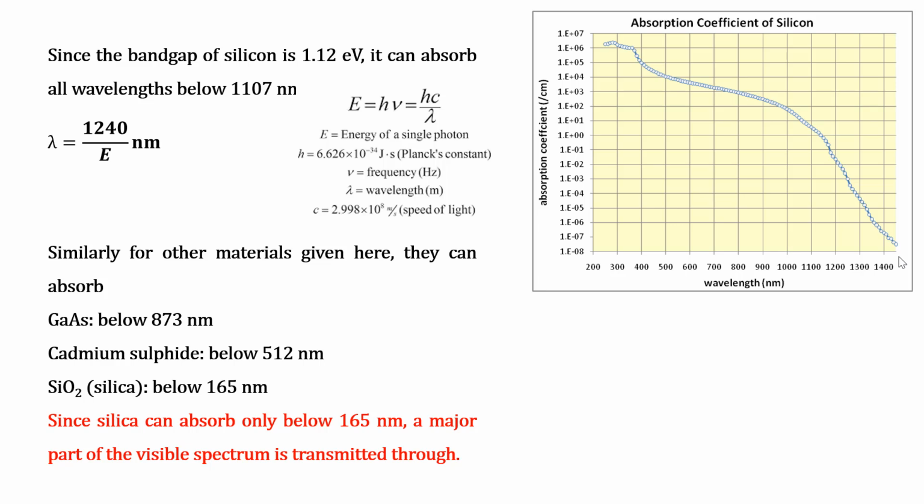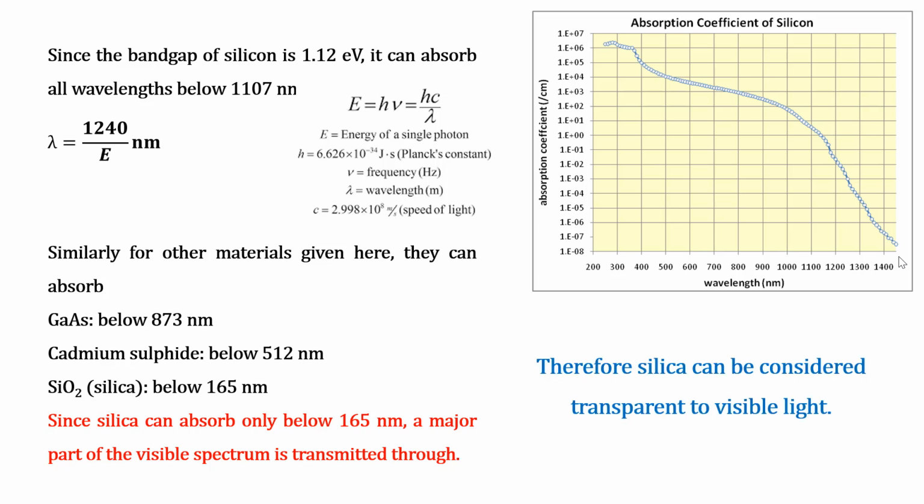In our case, we had options between silicon, silica, cadmium sulfide, and gallium arsenide. On converting these energy values into lambda, for gallium arsenide we saw that below 873 everything will be absorbed. Cadmium sulfide below 512, and for silica only below 165 will be absorbed. They are asking which material is transparent to visible light. Visible lies from 400 to 700, and that is freely transmitted by silica, because it absorbs only below 165 and allows the rest to pass through. Therefore silica will be your answer.